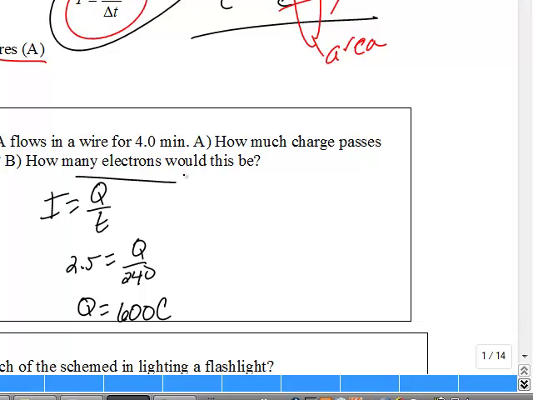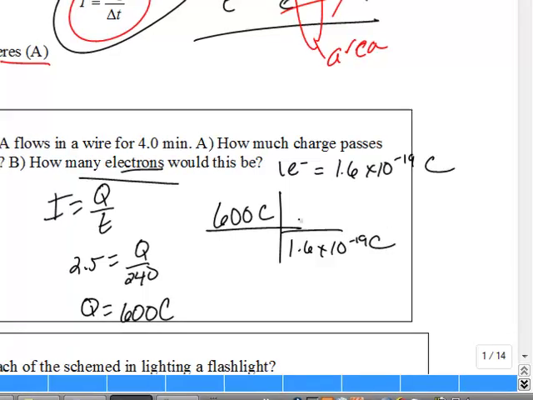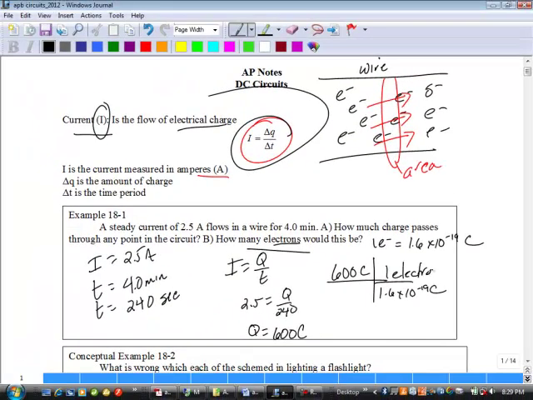If we wanted to convert that to electrons, we need to know the conversion factor from electrons to charge. Hopefully you remember that one electron has a value of 1.6 times 10 to the minus 19 coulombs. So when we do this, we're going to start off with 600 coulombs, and 1.6 times 10 to the minus 19 coulombs in one electron. And so we just need to divide, and we are going to get a huge number, such as 3.75 times 10 to the 21st electrons.